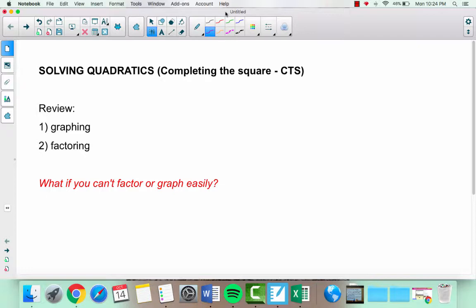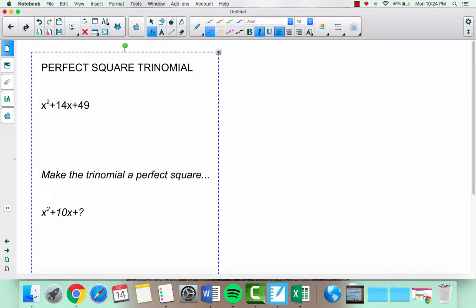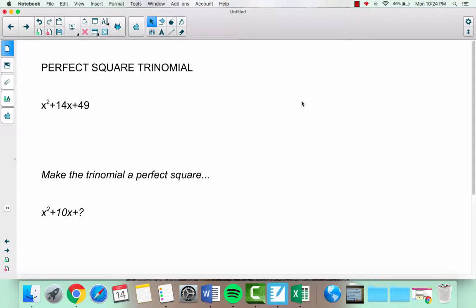And this is basically going to be used if you can't factor or graph easily. So it's kind of an alternative to our first two methods. Before we actually start using this method, we first have to know a couple terms. The first is what we call a perfect square trinomial.